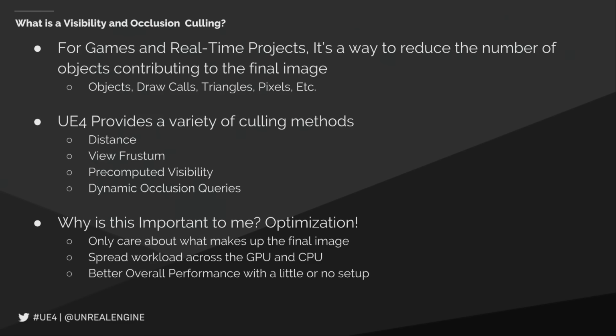So again, we're only caring about what makes up the final image that we're focused on, and we want to spread that work across the CPU and GPU, because if the GPU is just focused on all of the actors that we're doing occlusion and culling for, it creates a bottleneck there. So when we get into the example project, I'll show you how you can check those things and see where you are bottlenecked, whether it's the CPU or the GPU.